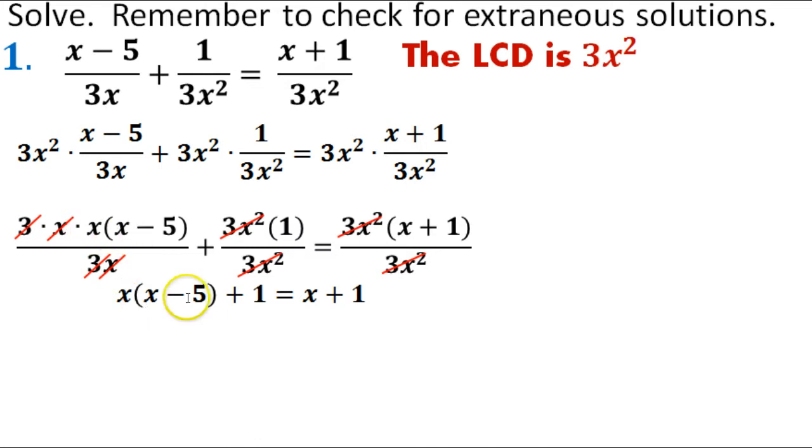I've got an x times x minus 5. Then I've got just a 1. This is important. That 1 has to stay here. And then over here, I just have an x plus 1. Notice I do not have any more fractions. This is what's left of my equation here.